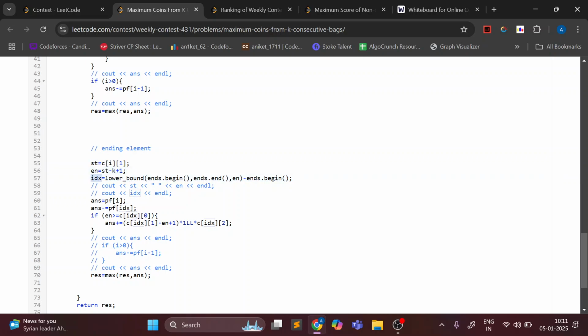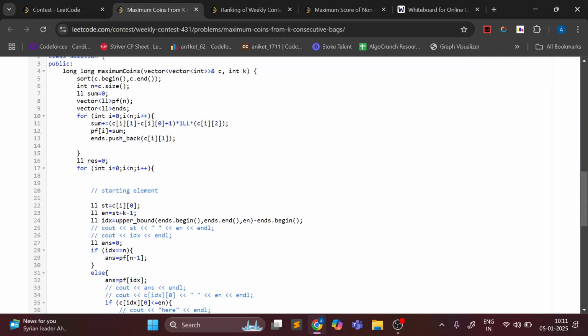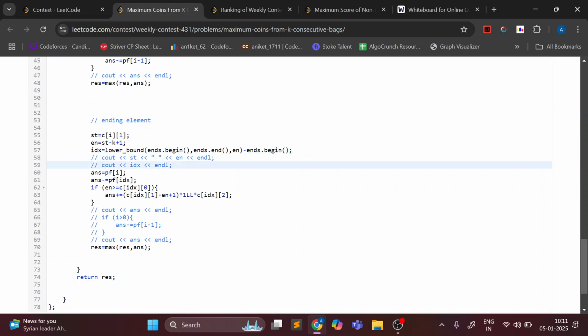Now what I want to do is find the element which is greater than the end but is also an interval ending point of any of the intervals given in the input. So for that I'm taking its lower bound. Then I'm first of all storing its prefix sum, then subtracting that idx prefix sum. So I will have all the contributions from idx plus 1 to i.